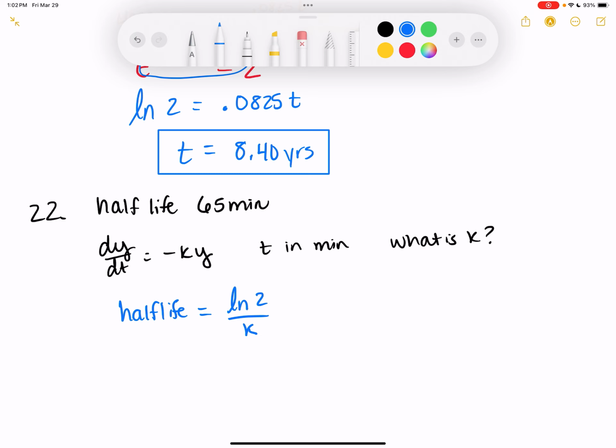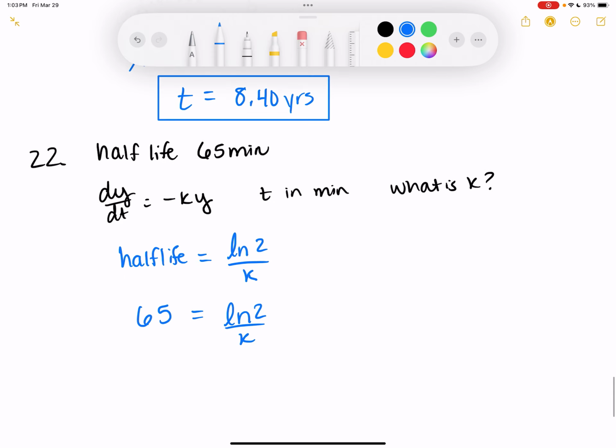So then we're going to do, the half-life is 65 is equal to the ln of 2 over k. Then I can swap k and 65 to solve, so k is equal to the ln of 2 over 65. And then what is that?